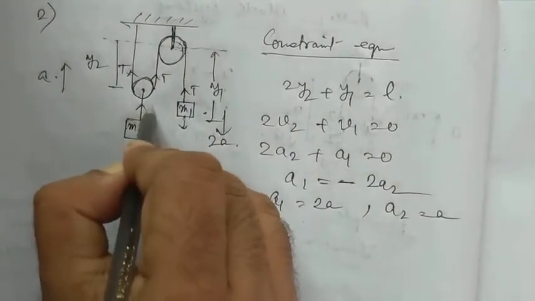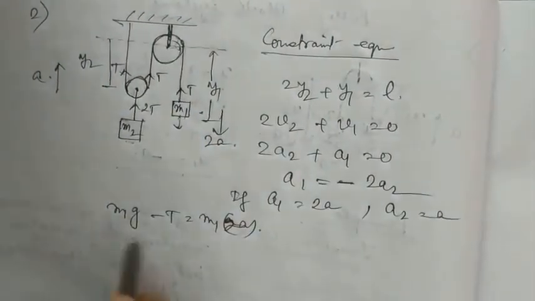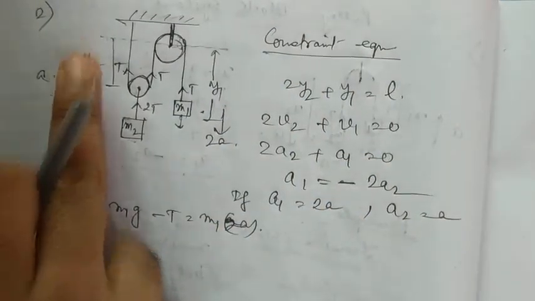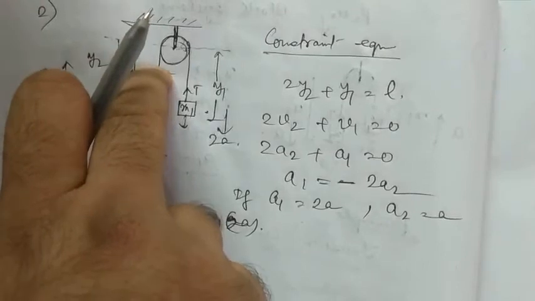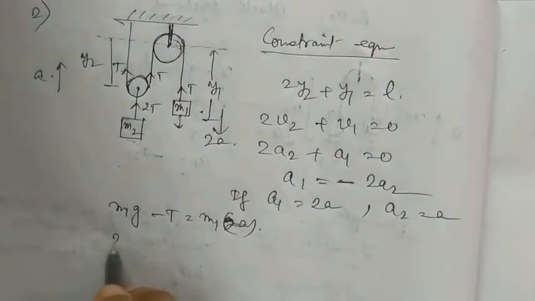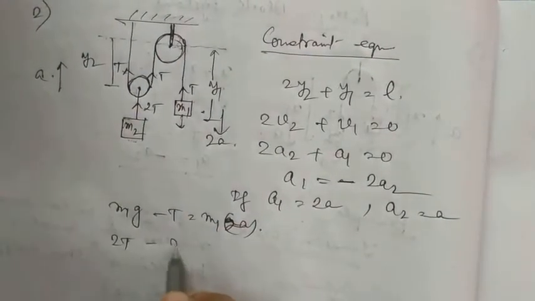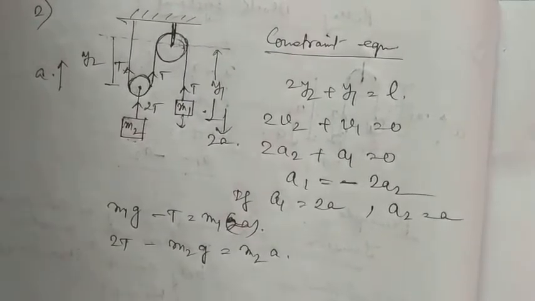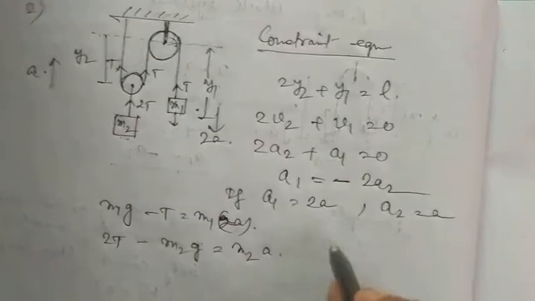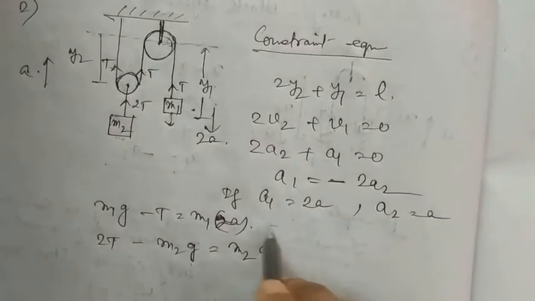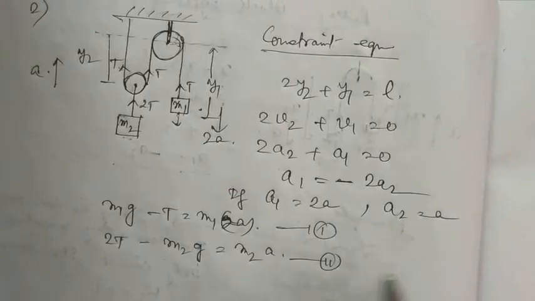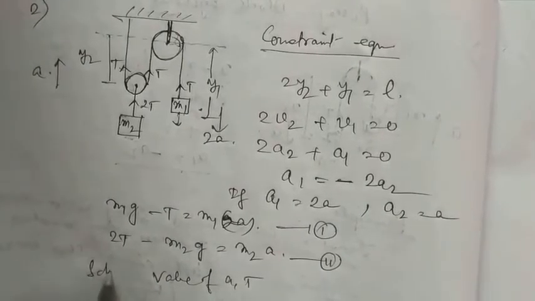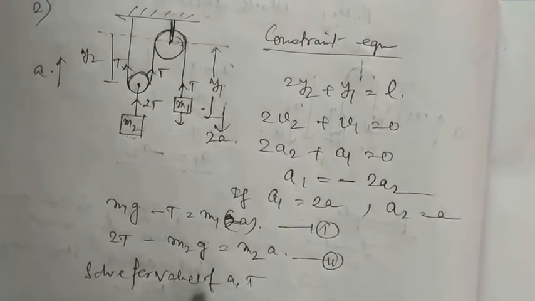T plus T becomes 2T here. So if this block moves down with an acceleration of 2a, this will move up with an acceleration of a, as well as the block is also moving up with an acceleration a. So 2T minus M2G is equal to M2 into a. The acceleration is a upwards. And from these two equations, we can solve for the values of a and T.